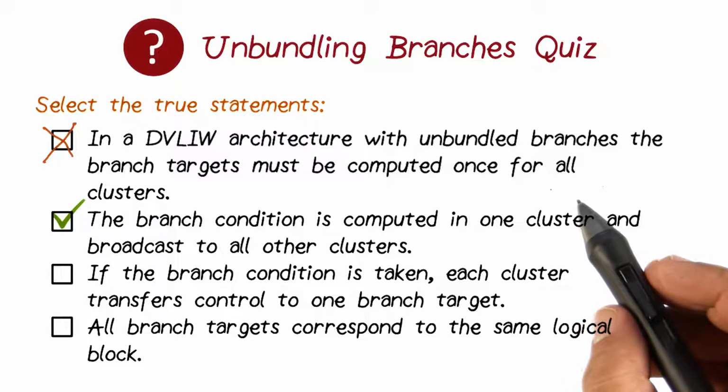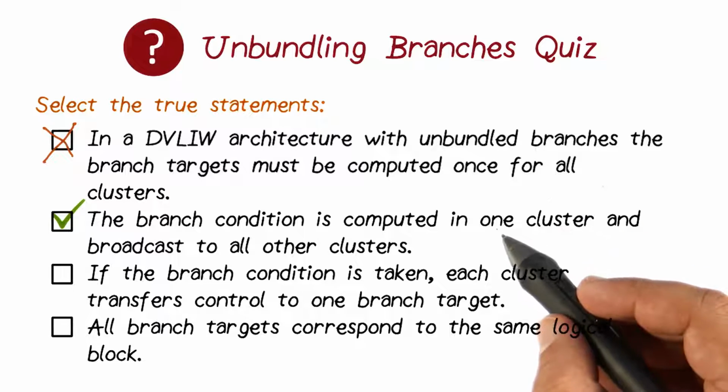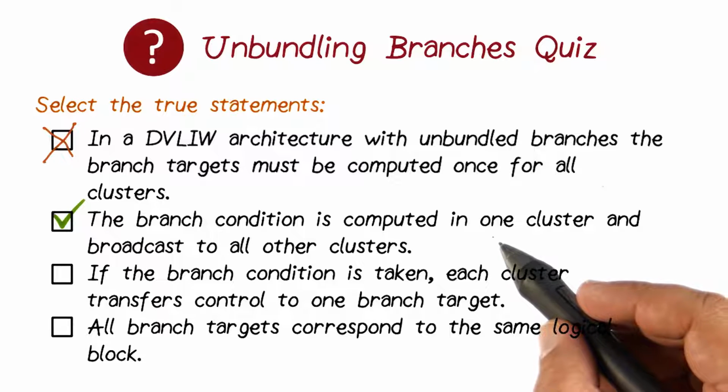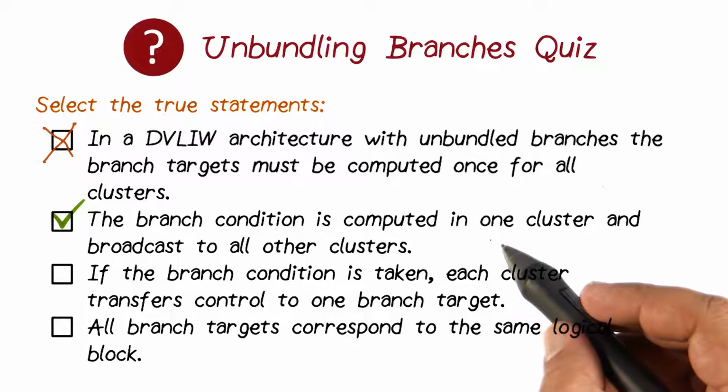The next statement: the branch condition is computed in one cluster and is broadcast to all other clusters. This answer is true. Why is it true? Because in a parallel schedule, there will be only one branch. It will execute in one cluster, but after that branch executes, the next VLIW instruction that we need to compute will reside at its destination, or the branch target, and therefore all the clusters need to be notified of the branch condition, and therefore it is broadcast to all the clusters.